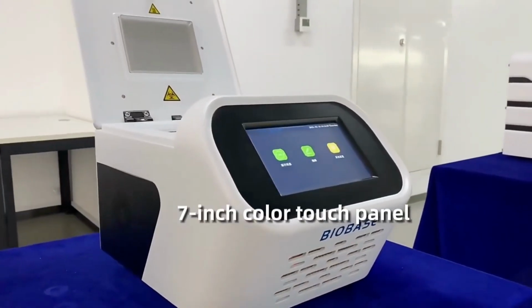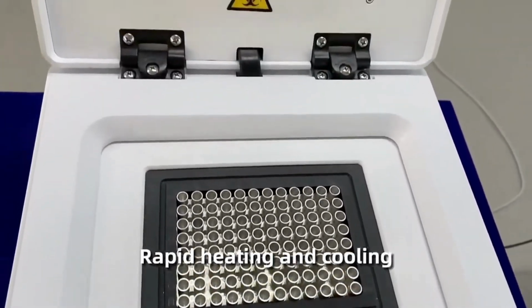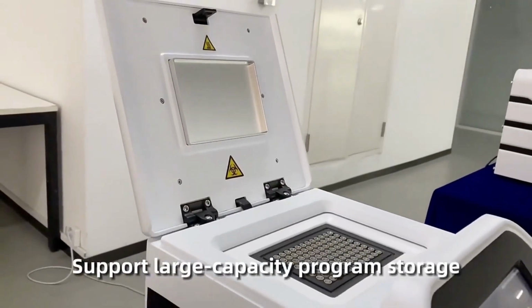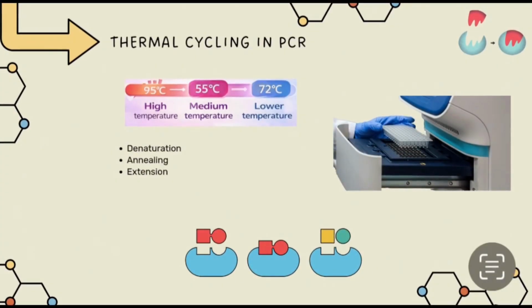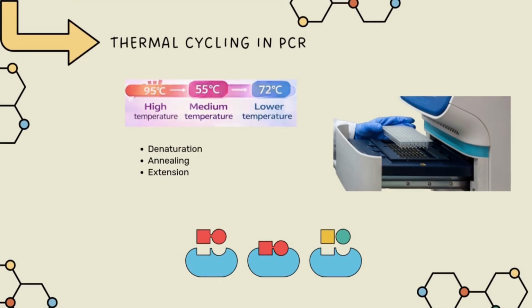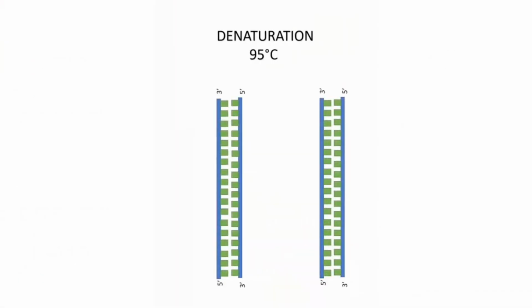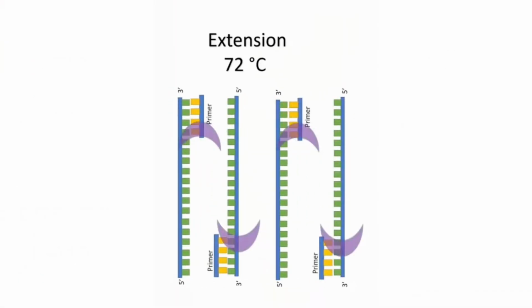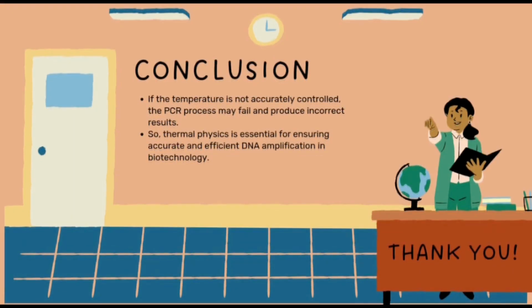They have a 7-inch color touch panel, high performance temperature control system, rapid heating and cooling, and support large capacity program storage. There are 3 thermal cycling steps in PCR. The first one is denaturation at a high temperature. The second one is annealing at a medium temperature. And the last one is extension at a low temperature. As we can see in the picture, this is the use of the thermal cycle. This is the example of polymerase chain reaction. So, thermal physics is essential for ensuring accurate and efficient DNA amplification in biotechnology.